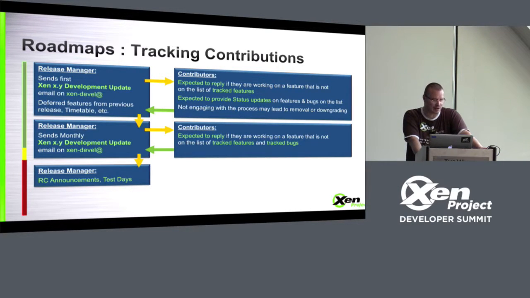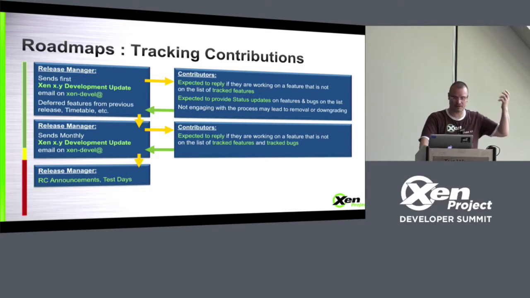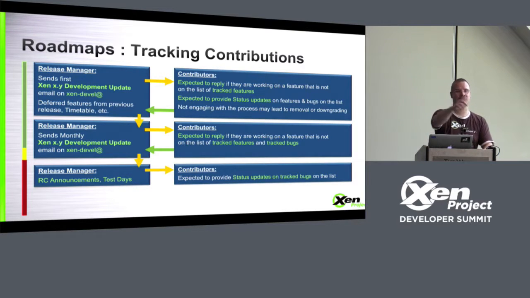And when we then get close, when we then start to make the RCs, those emails become RC emails, and basically the focus shifts from features to bug fixes. But it's fundamentally that same iterative process. Release manager prompts you, you reply, and then we just collate all that information.